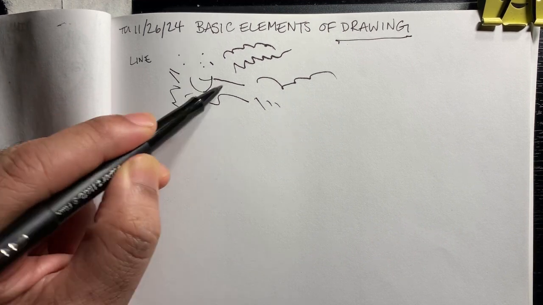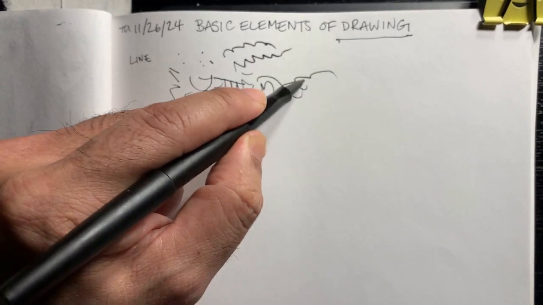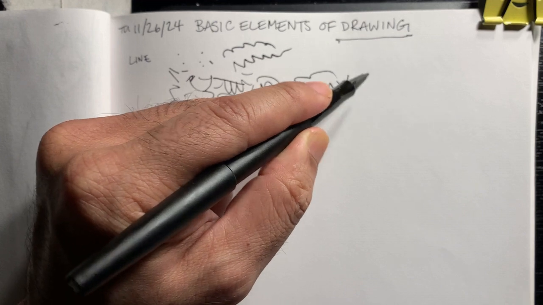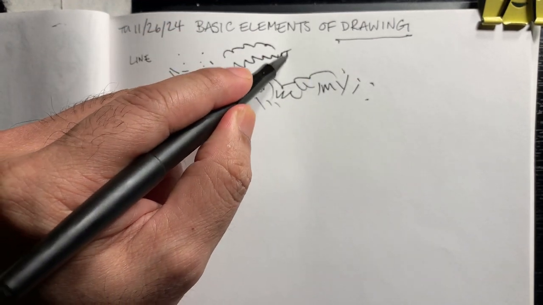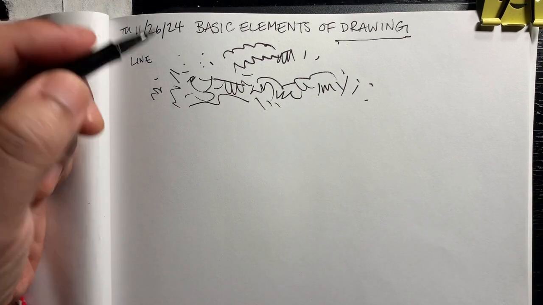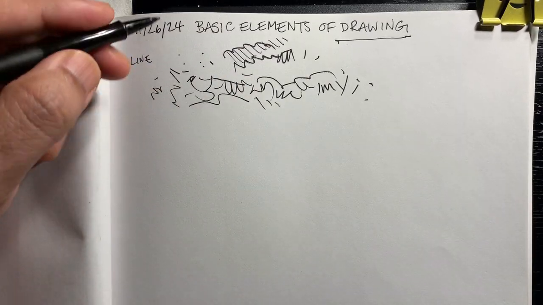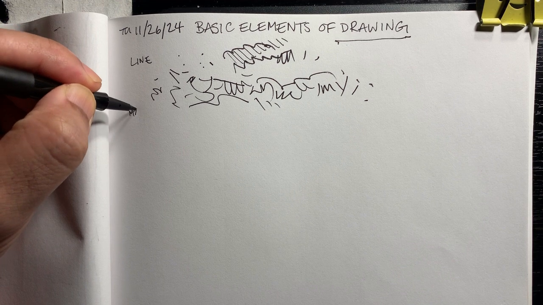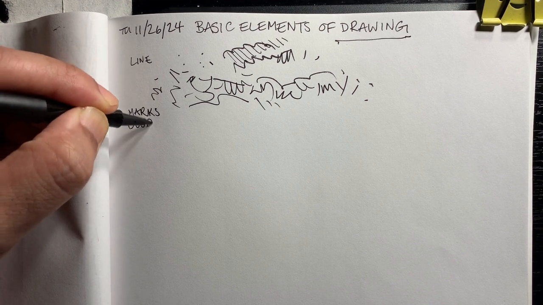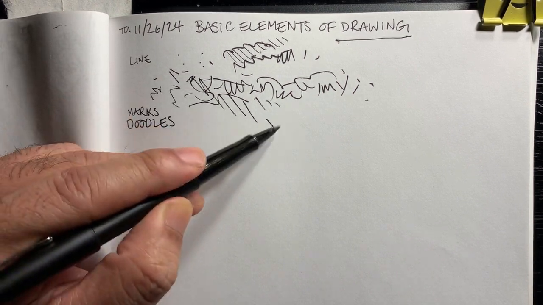So you can just make up writing. There's a name for this, abstractness. But this is also doodling. So we'll call it marks, we'll call it doodles. And you can be pretty absent-minded about it.